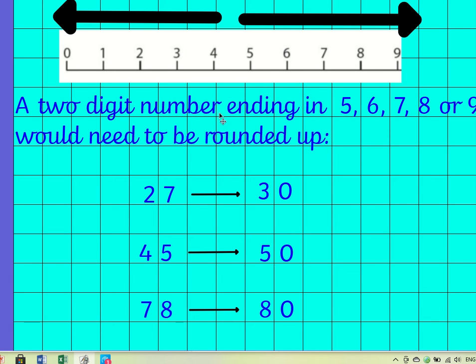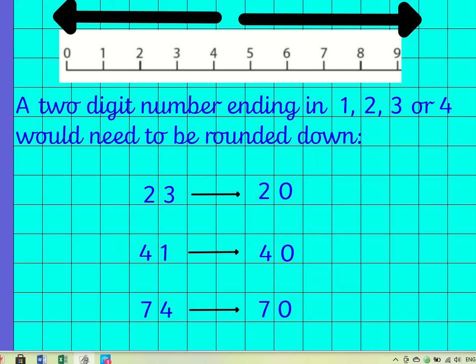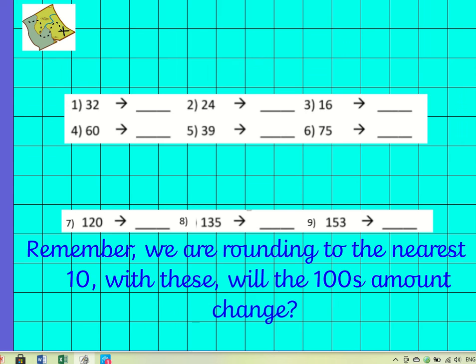So for example, a 2-digit number ending in 5, 6, 7, 8 or 9 would need to be rounded up. So 27, because it ends in a 7, would be rounded up to 30 because that's the nearest tens amount. 45 would end up being rounded up to 50, and 78 would be rounded up to 80. However, if it ends in a 1, 2, 3 or 4, you would need to round it down. So 23, for example, would go down to 20, 41 would go down to 40, and 74 would go down to 70.